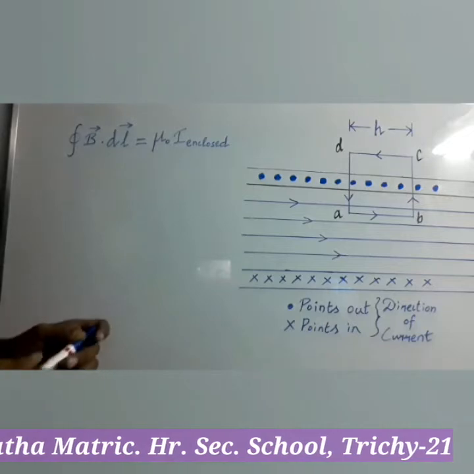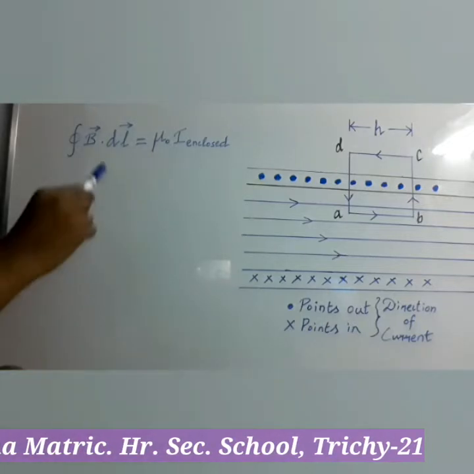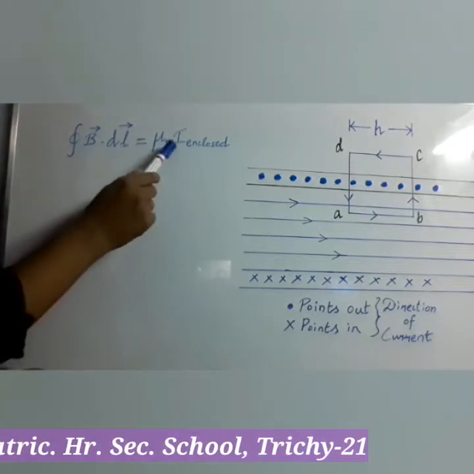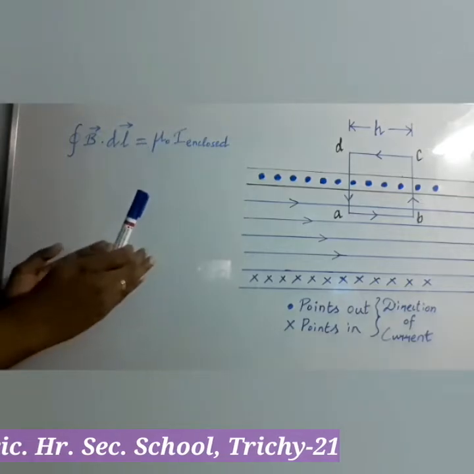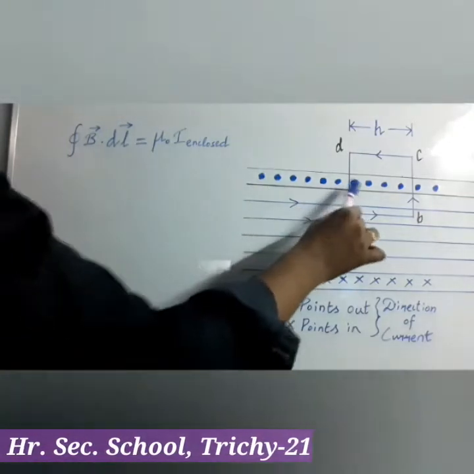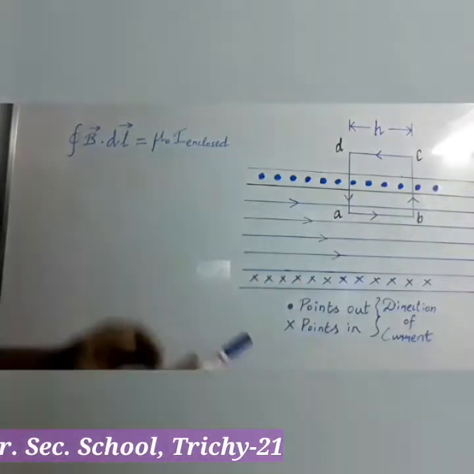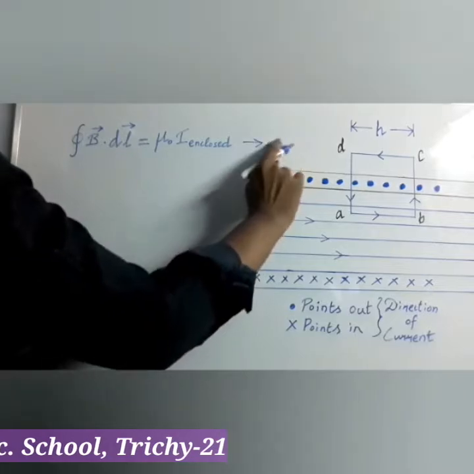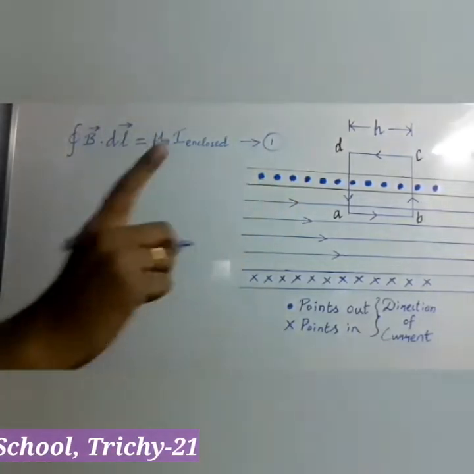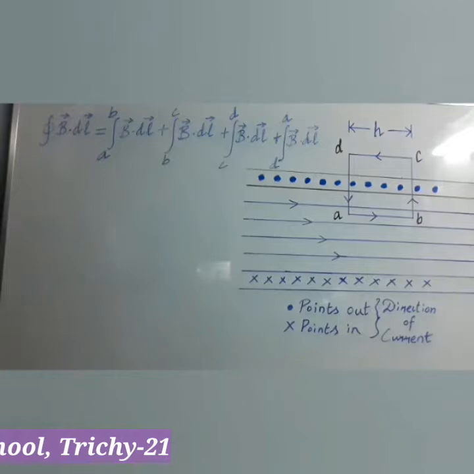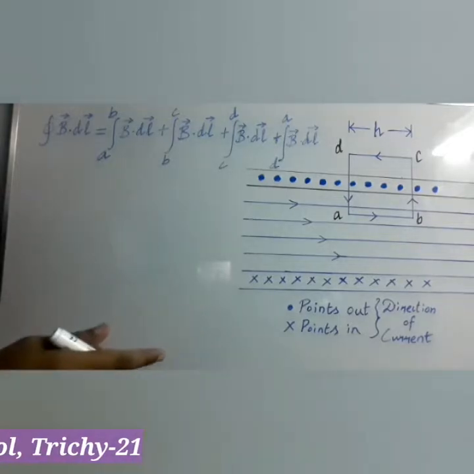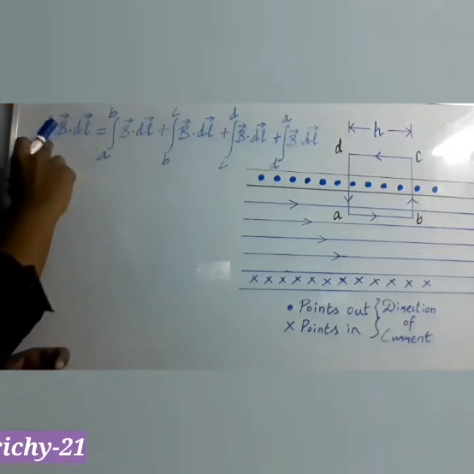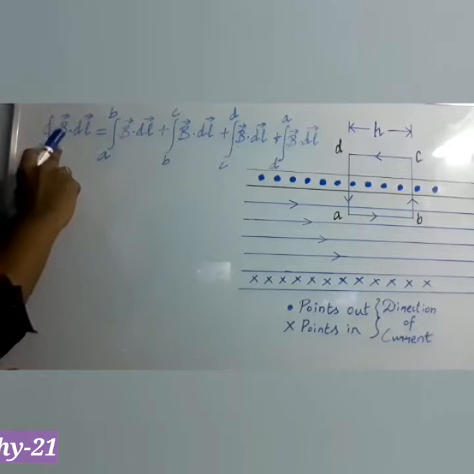Let us recall Ampere's circuital law, which states that the line integral of the magnetic field over a closed loop is equal to mu naught times the net current enclosed by the loop. Here I enclosed is nothing but the current within the closed loop. This can be taken as equation number 1. To find the value of the magnetic field inside the solenoid, we are going to take the left hand side of equation 1, that is the line integral of B dot dl.